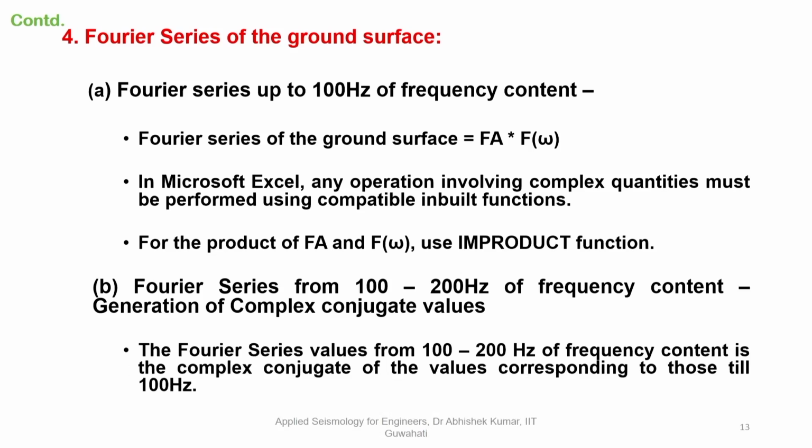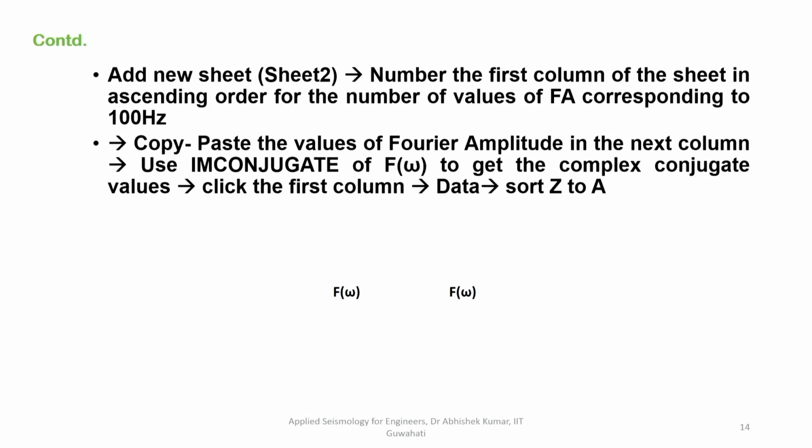The Fourier series from 0 to 100 to 200 hertz will be a complex conjugate of the values which are available from 0 to 100 hertz. So, again using IMCONJUGATE you can basically find out the Fourier amplitude at the ground surface corresponding to 100 to 200, which can be put over here either manually or using IMCONJUGATE.